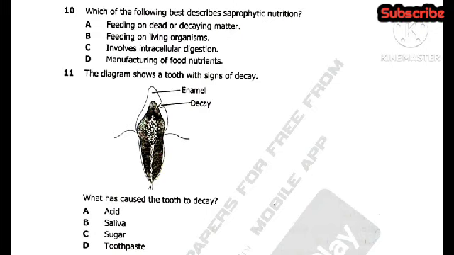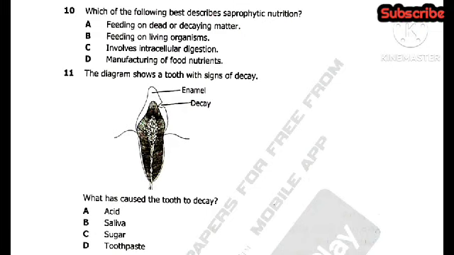Another example, mold. When you leave your bread untouched and in the presence of water, you realize that your bread develops molds, fungi. Those are saprophytic nutritions. Even if you don't leave it in the presence of water, that plastic where you put bread can start condensation. Water will be formed and it will develop fungi. So the answer is A.